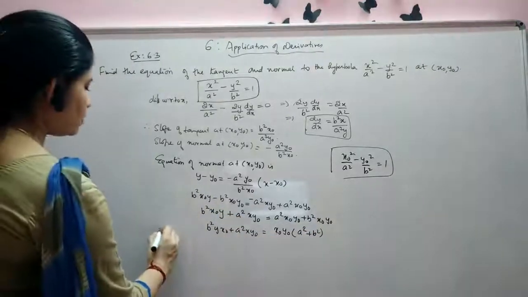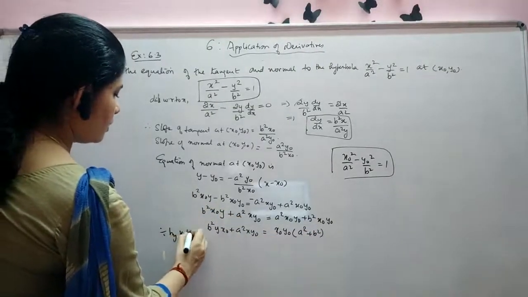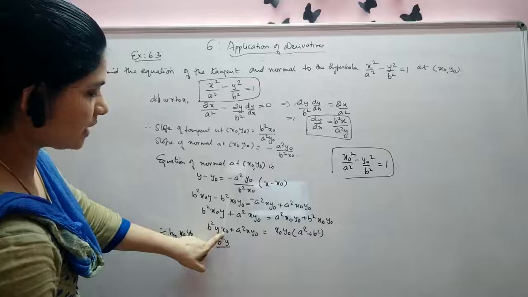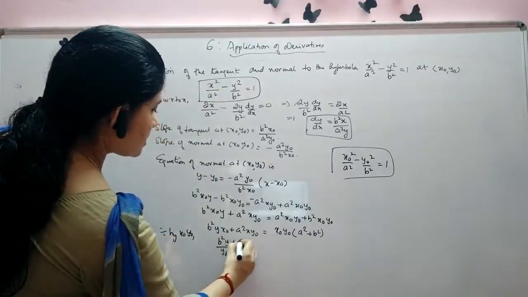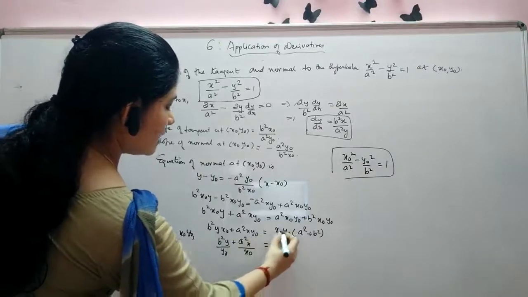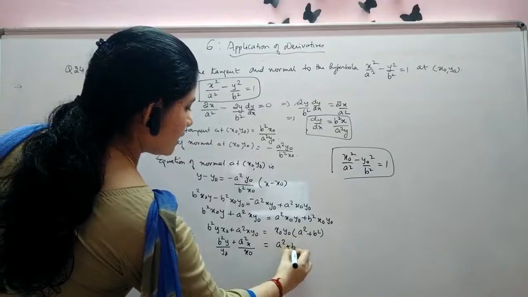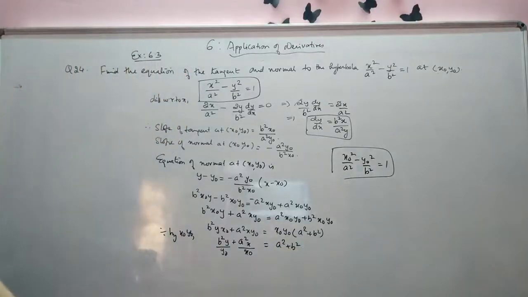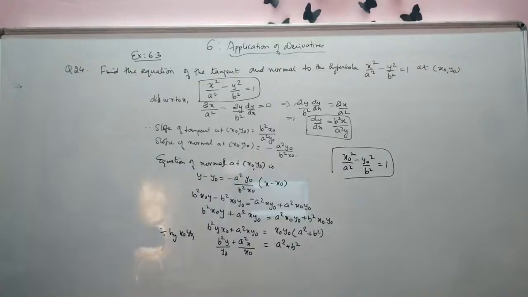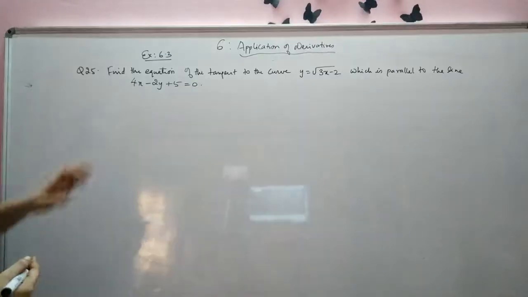Okay, so dividing throughout by x naught y naught, you will get b square y by y naught, since x naught gets cancelled, plus a square x by x naught, since y naught gets cancelled, equal to, x naught y naught gets cancelled, and you are getting the right hand side only to be a square plus b square. Now this is the equation of normal. Okay, equation of normal is b square y by y naught plus a square x by x naught is equal to a square plus b square. Clear? What is the next question?